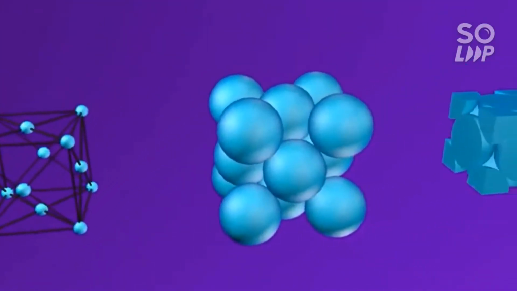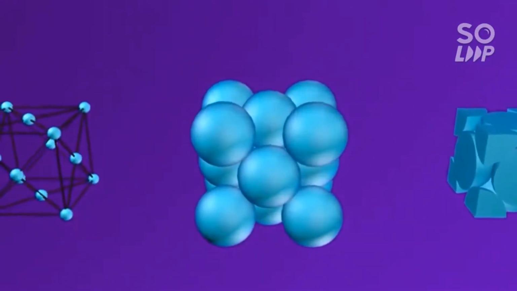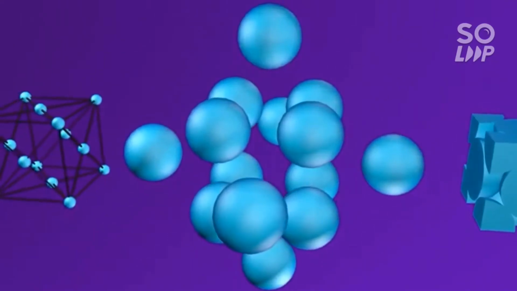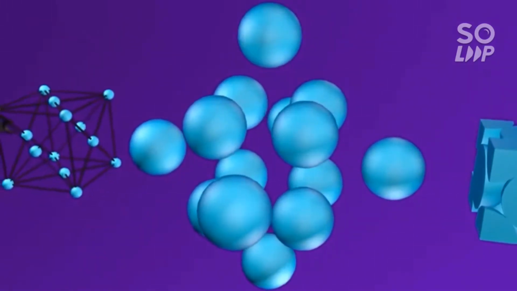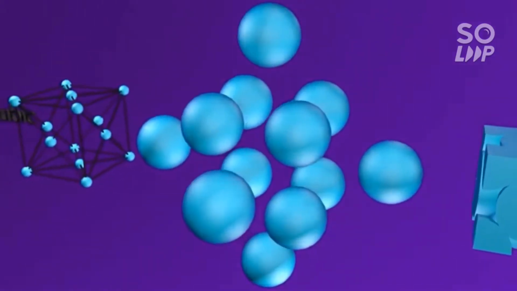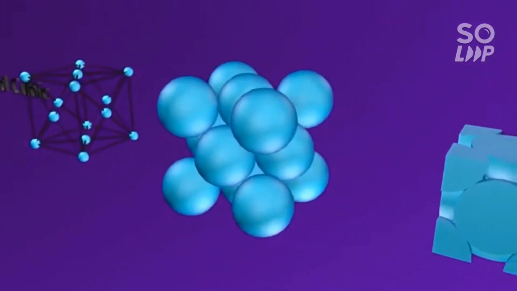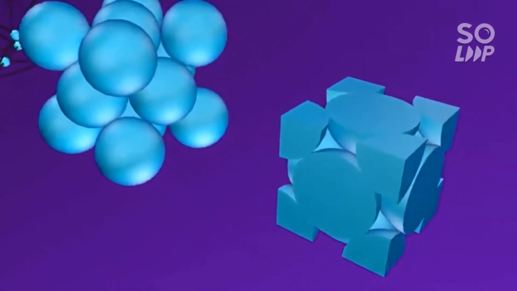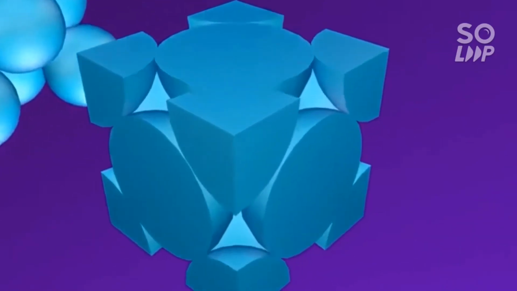In FCC unit cell, atoms are present in all the corners of the crystal lattice. Also, there is an atom present at the center of every face of the cube. This face center atom is shared between two adjacent unit cells. Only half of each atom belongs to a unit cell.